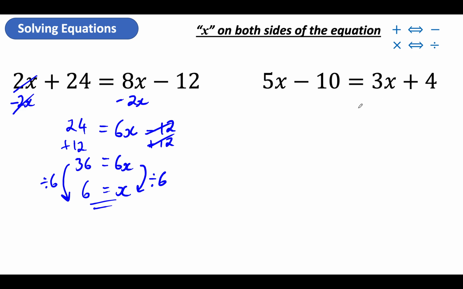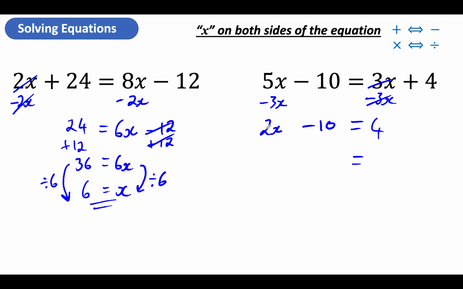Another example over here then. So first of all, which side has fewer x? It's this one. So we have got 3x, so we are going to take the 3x away from both sides. 3x take away 3x leaves nothing. 5x take away 3x's just leaves 2x's. And of course, the negative 10 is sat there on its own.